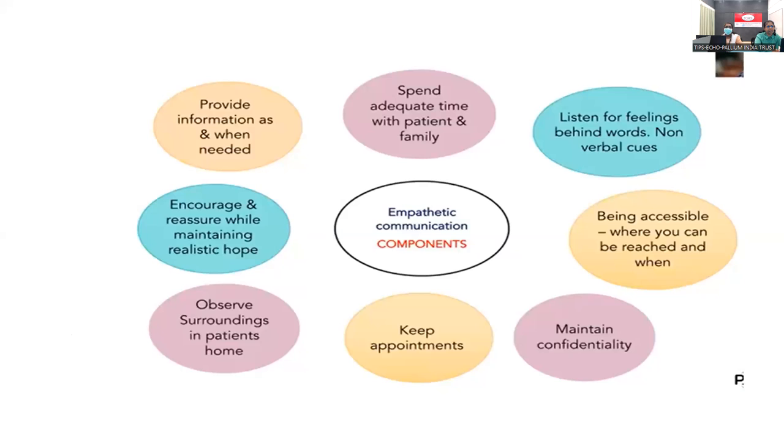The next thing is being accessible, where you can be reached and when. A patient should know where we can be reached when they need us. We should let them know the time we will be available for them. They should also know when we are not available. Say, out of 7 days in a week, if we are not available on Sunday, that should be known to the patient, and to whom they should contact in case of emergency.